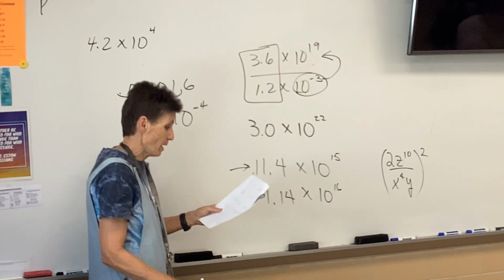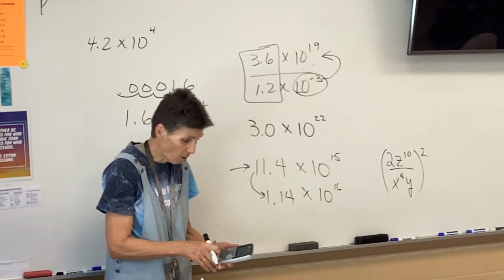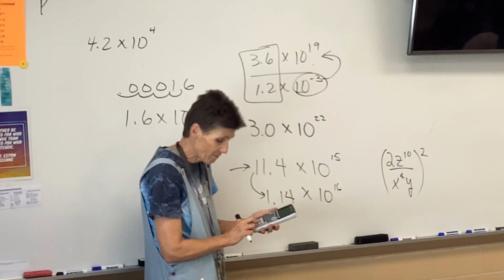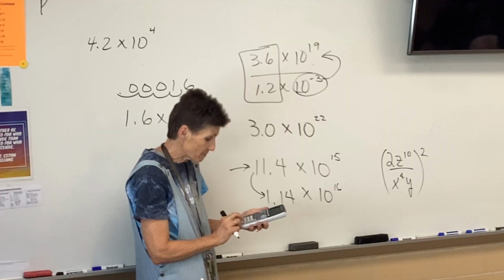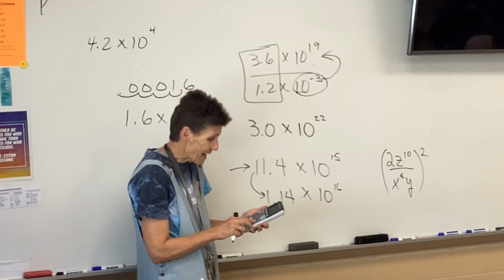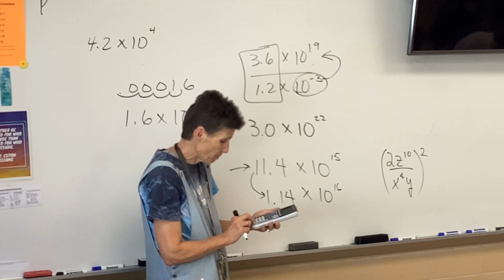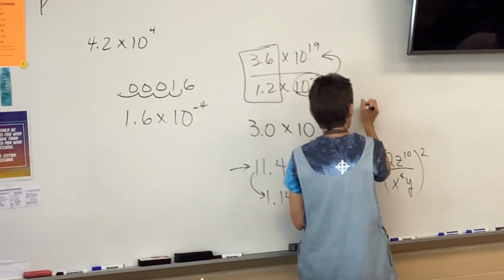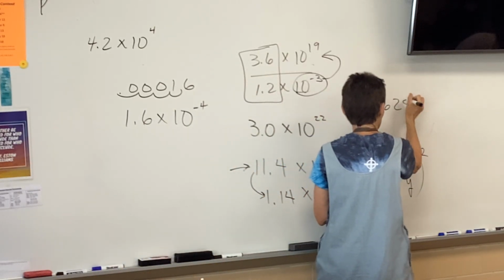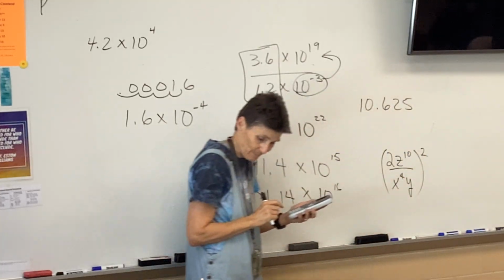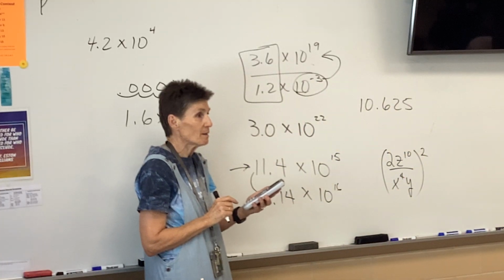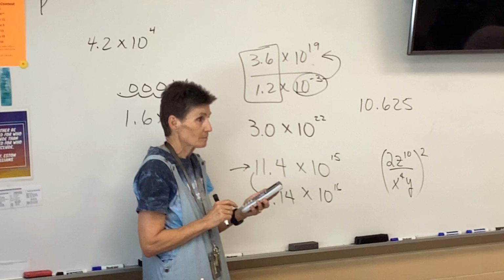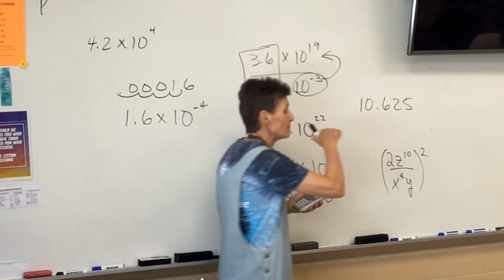All right, last one in that section. Let's multiply 1.5 times 8.5 and divide by 1.2. Did you get 10.625? Everybody with me?